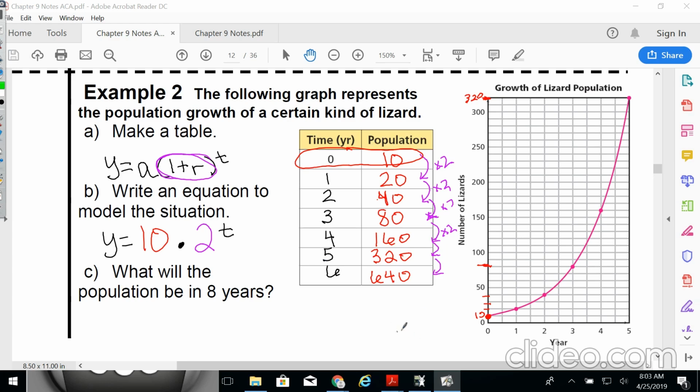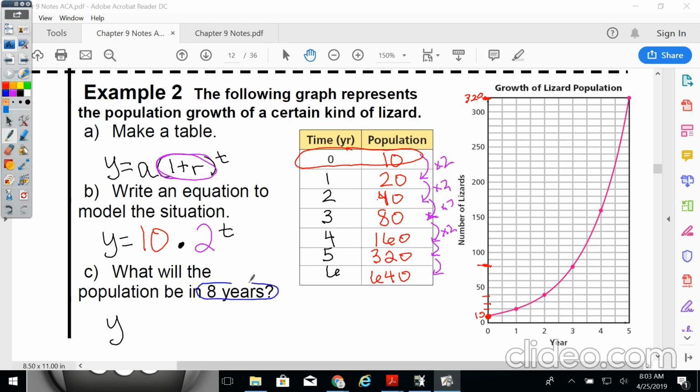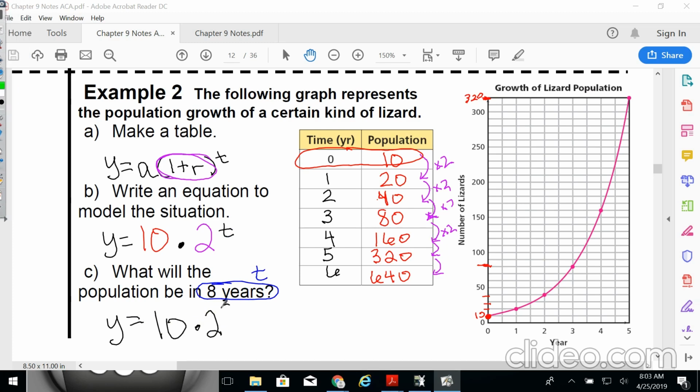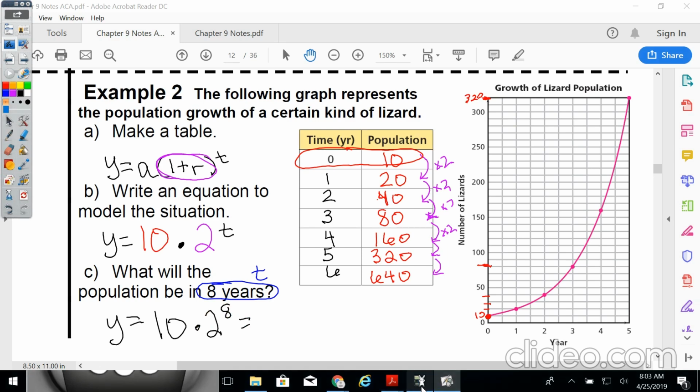All right, so what is the population in 8 years? We could just continue our model, our table, to get to 8 because there's only 2 more, or we can use the equation that we generated here. So if we wanted to use the equation, the 8 years, the 8 is giving us time. So we're going to plug this into the exponent for t. So y equals 10 times 2 to the 8th power. And this I can just type straight into the calculator. I don't need to go to y equals because it wants the y value, not the x value.